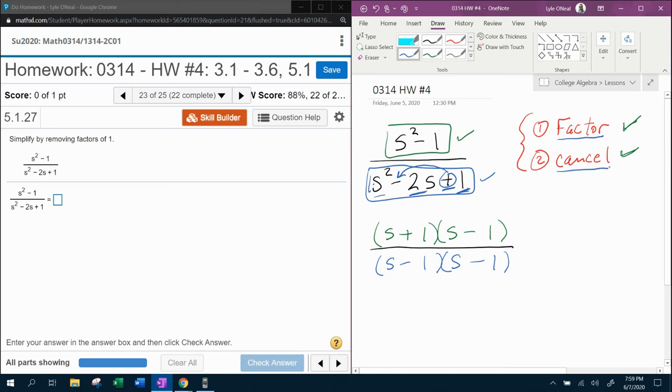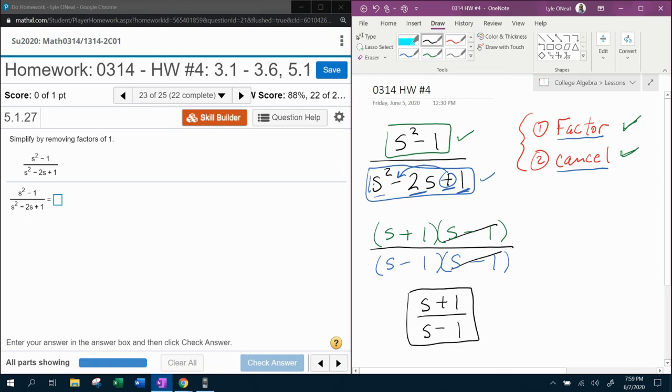Now we're going to cancel any common factor from the numerator and the denominator. And I can see that the top and the bottom both have an s minus 1. So those are going to cancel. And my final answer is s plus 1 over s minus 1, okay?